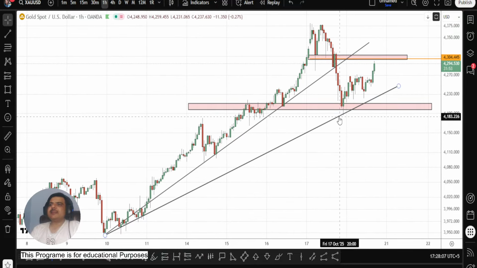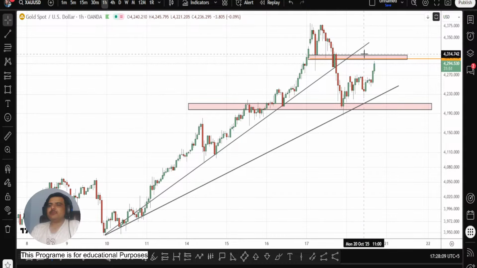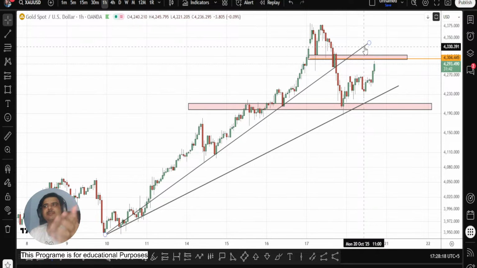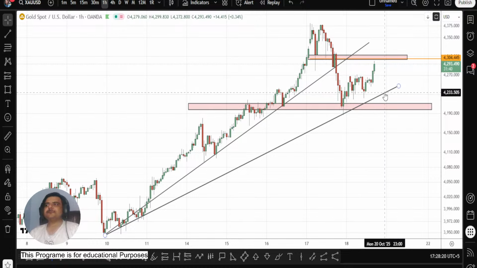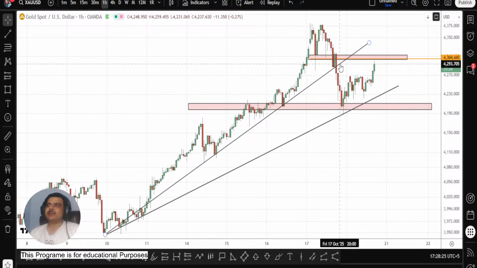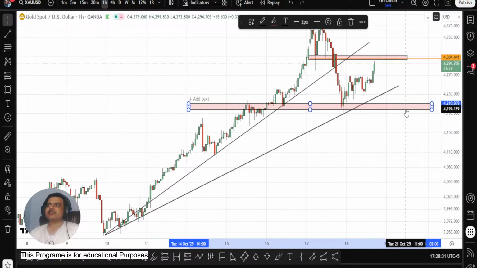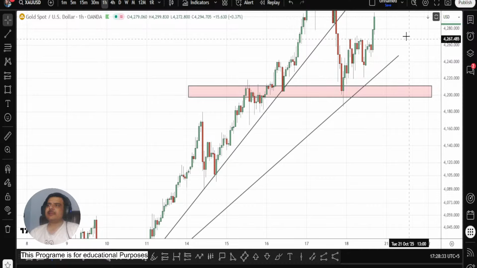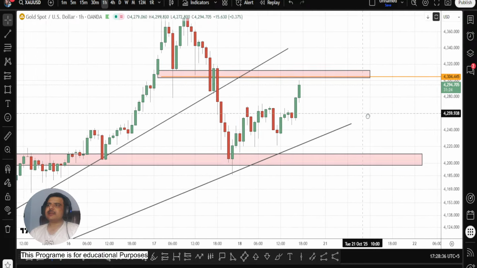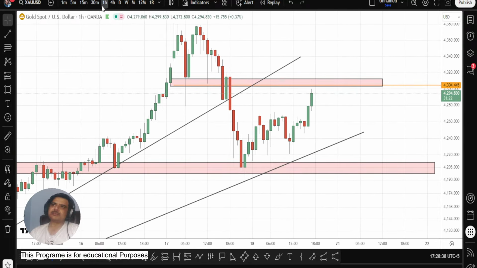So now this trend line is holding the market between two trend lines. These are what we call the vertical support resistance levels, and this is what we call the horizontal support resistance levels. So vertical resistance, vertical support, horizontal resistance, horizontal support. And guess what? The market is right now trading in between these two levels.